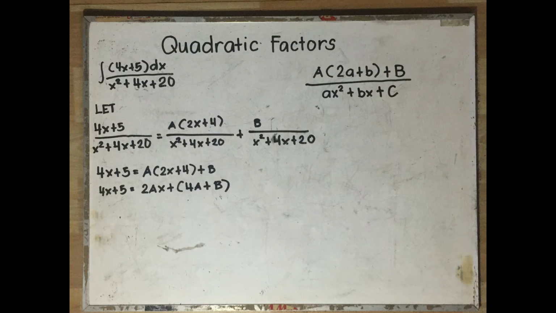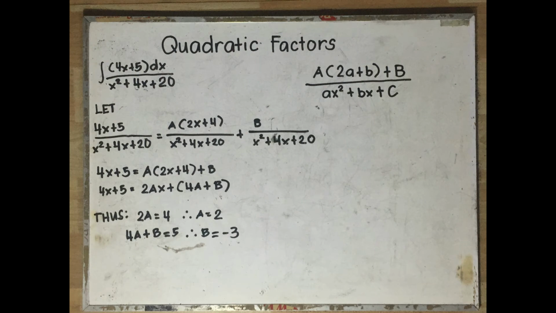We're going to equate their coefficients according to their degrees again. Thus, 2a = 4, therefore a = 2. Then 4a + b = 5, therefore b = 5 − 4a. Substituting the determined value of a, we now have b = −3.